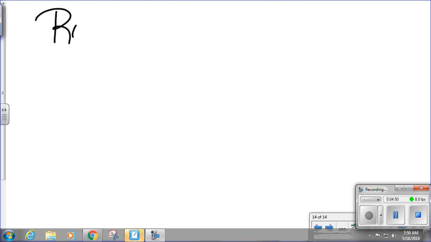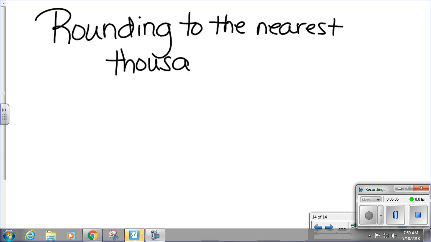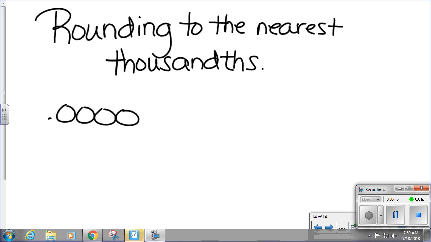Okay, so rounding, right at the very top, I want to go over, because most of the directions will tell you to round to the nearest thousandths. When you round to the nearest thousandths, you actually need to go 4 places past the decimal. I'm putting zeros here, not that your numbers are going to be zeros. I'm saying you have to go 4 places past the decimal. This number right here is going to tell you what happens with this third number.